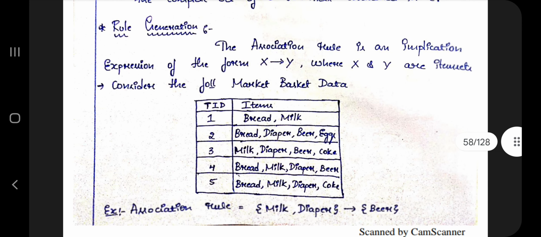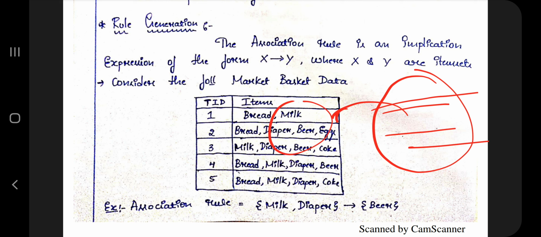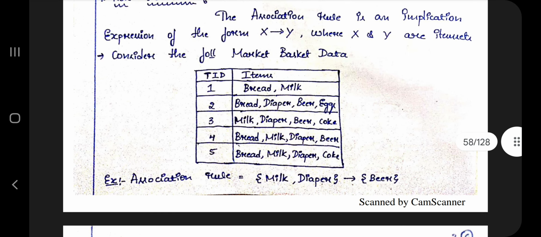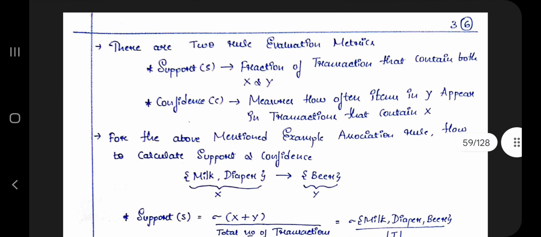I'll be going directly to rule generation. What is rule generation? Same as we did in the previous problem, we'll be generating a frequent item set. After generating the frequent item sets from a bigger data set, we apply rules for support and confidence and filter out which will pass and which will not. So rule generation does two things: it calculates support count and confidence.